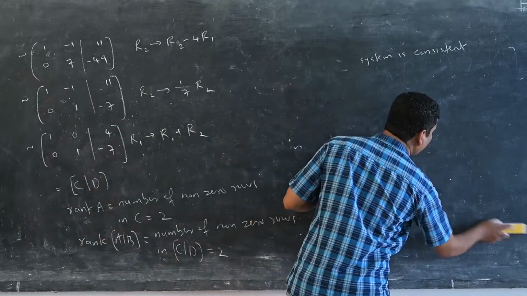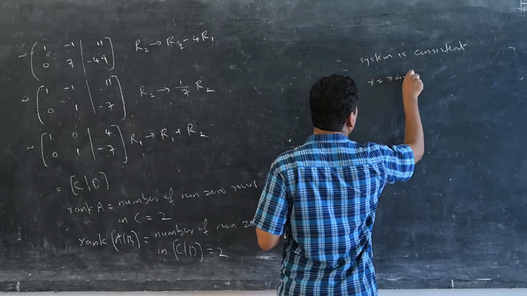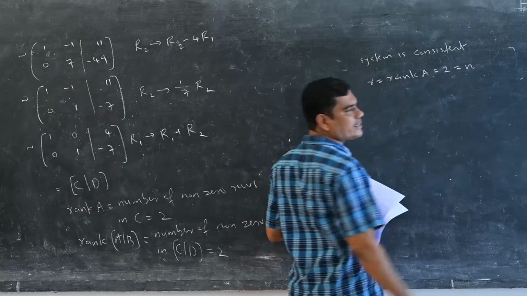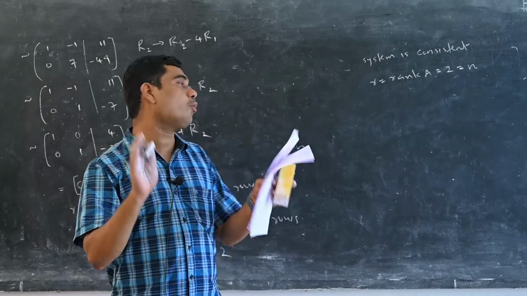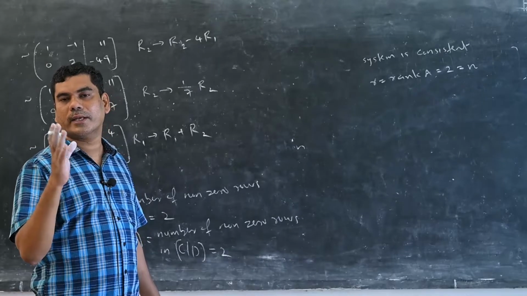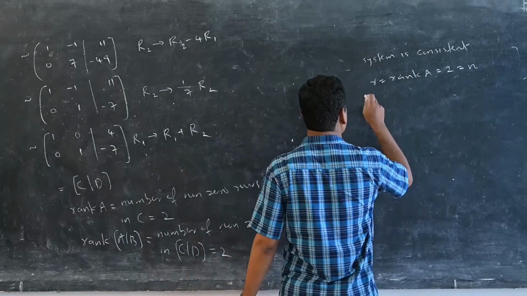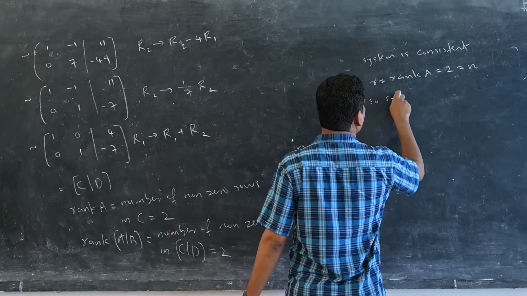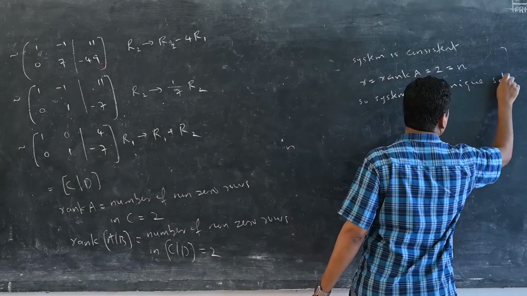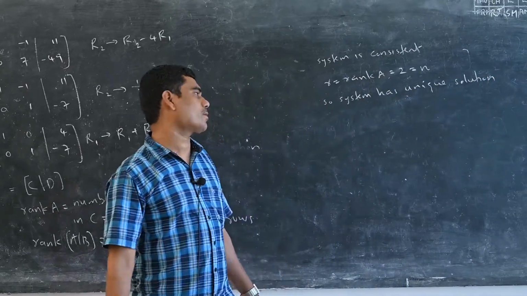Now here rank A is equal to 2. This is the same as n, where n is the number of unknowns. Here there are two unknowns in the equation, x1 and x2. So rank is equal to 2, n is equal to 2. If rank is equal to n, then the system has a unique solution. So the system has exactly one solution.